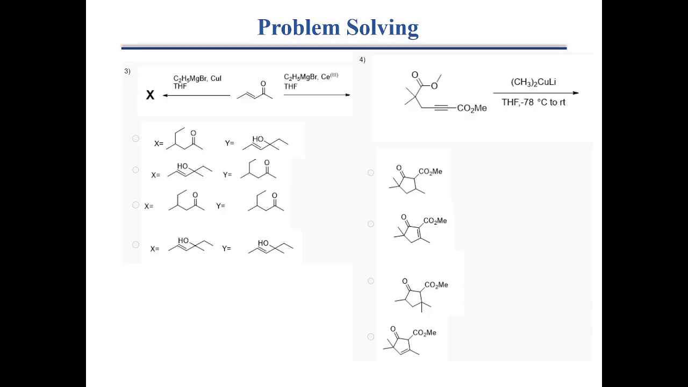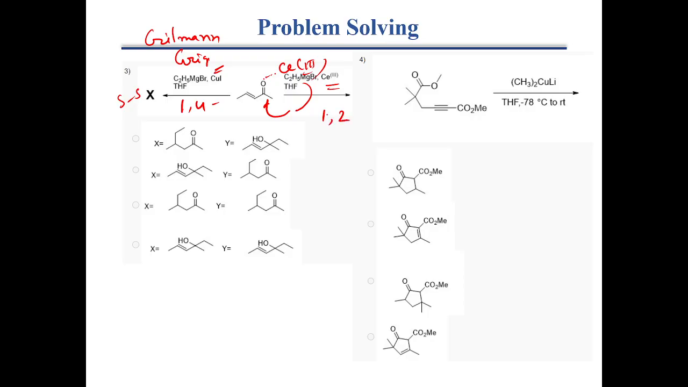Now the next question. This is the Grignard reagent in presence of copper, so it will form a Gilman reagent. In presence of copper, soft interaction happens, so it will attack at the 1,4 position. Cerium is used as a Lewis acid, so it will activate the oxygen. The oxygen has a lone pair, so it will react with the cerium, making the carbonyl more electrophilic.